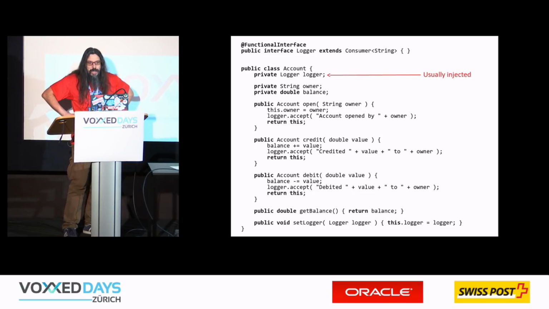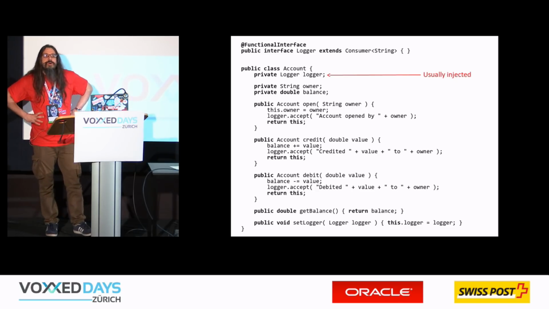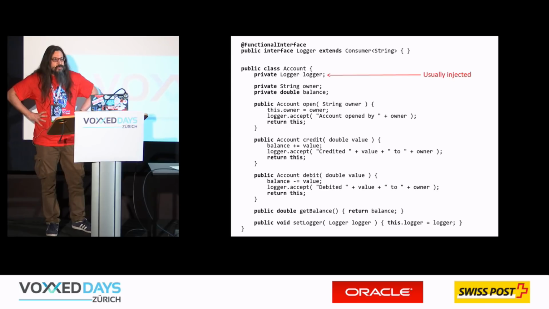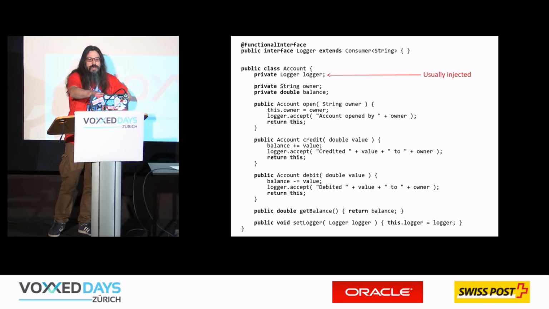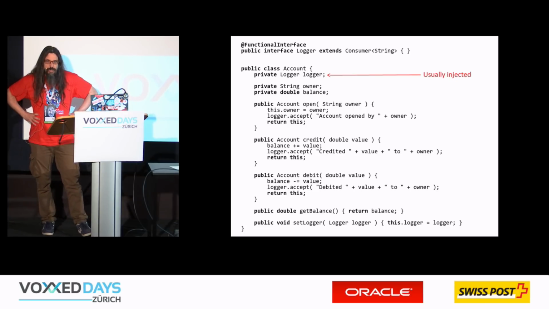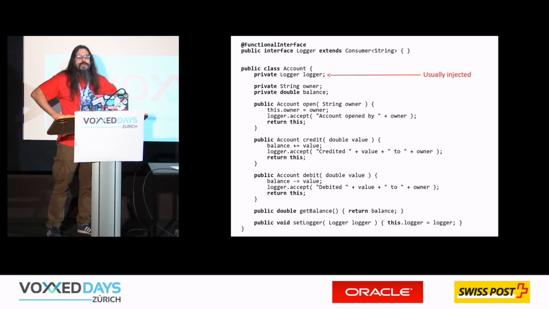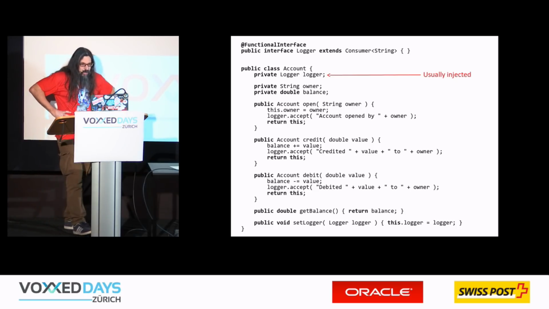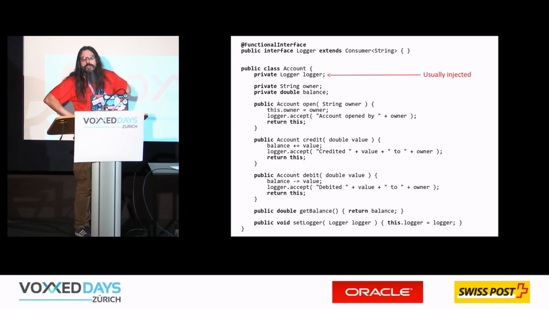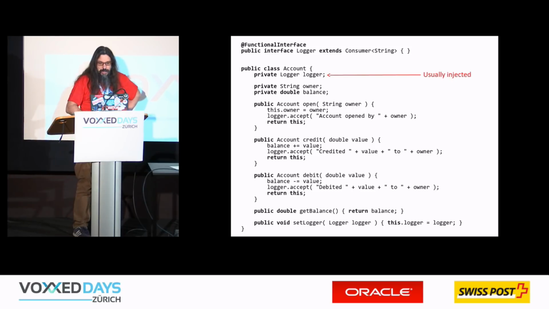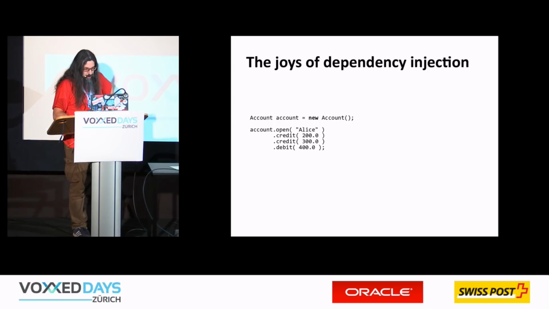And what I want to do every time one of these operations is performed is log it. In my case, this logger is very simple. It's just a consumer of a string. It's something that could consume a string and print out on the standard output, or print out on a file, or send by email, whatever you want. And this logger usually is injected. So I'm injecting this implementation of the logger, and everything works, hopefully.